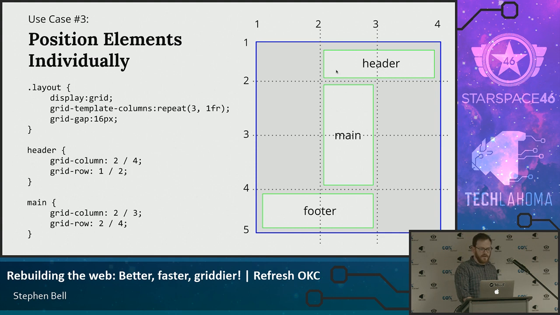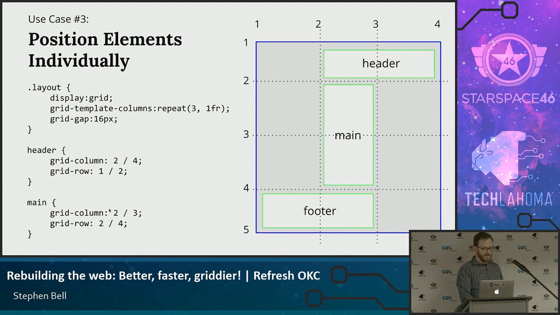So the header element is going from column 2 to column 4, so from 2 to 4, and from row 1 to row 2. And one thing that's potentially confusing about this is that you're not naming the columns. This isn't column 1, this isn't column 2, this isn't column 3. You're numbering the dividing lines between the columns.